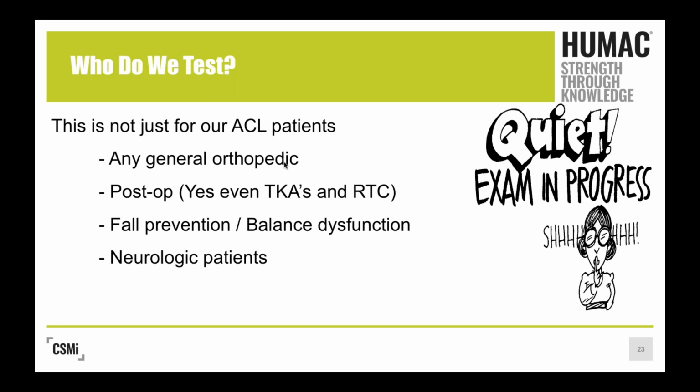Now, you're not looking at the same parameters for your general population, your TKAs, your fall prevention. You're not looking for them to get 100% body weight peak torque. All right, then you are really using that LSI, the limb symmetry index, or that other limb.